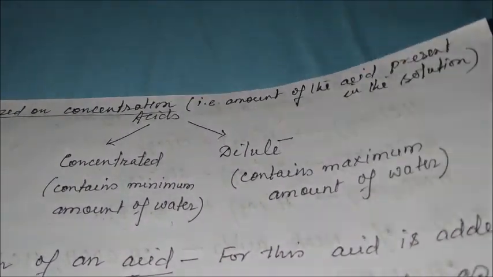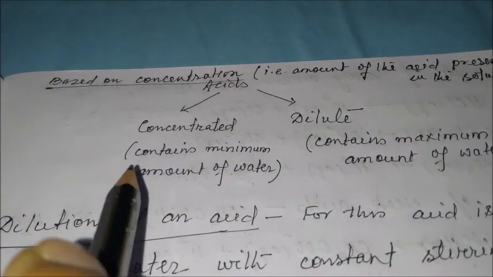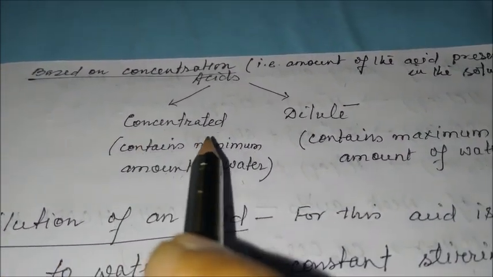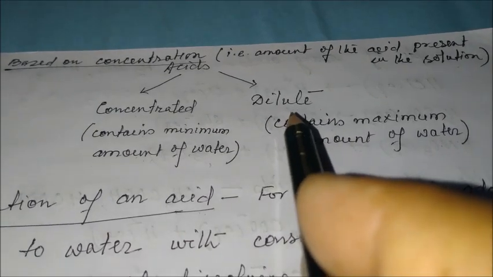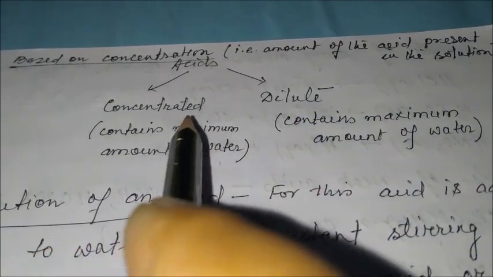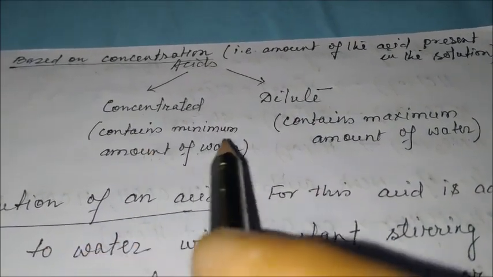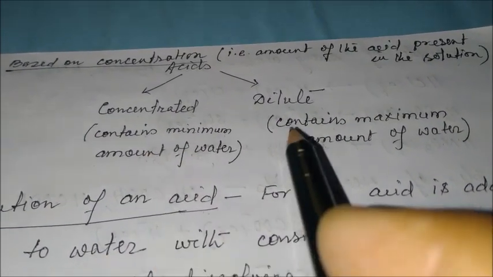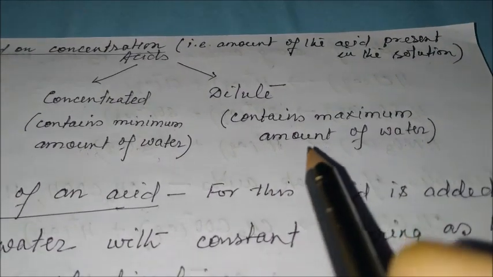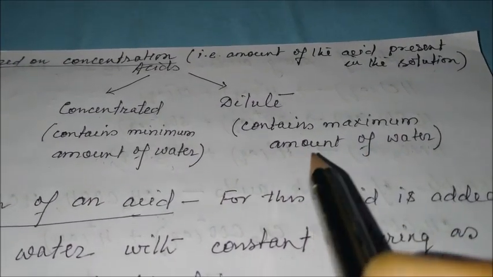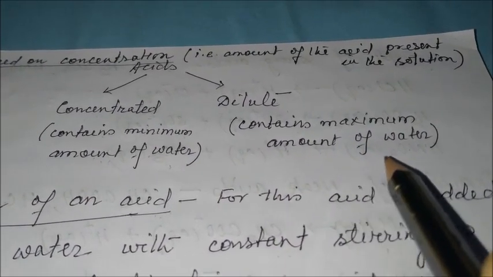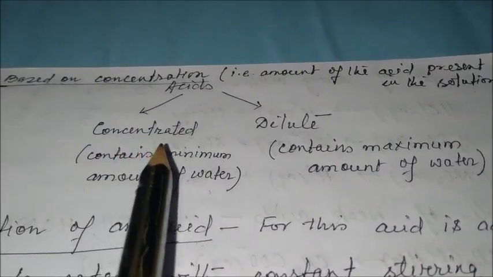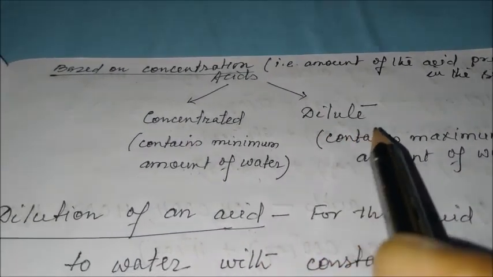Now the classification based on concentration, that is the amount of the acid present in the solution. On the basis of this, acids are classified into two categories. One is the concentrated acid, another is the dilute acid. In case of concentrated acid, there is the minimum amount of water and maximum amount of acid, whereas in case of dilute acid, there is the maximum amount of water and minimum amount of acid. So here two categories, one is the concentrated, another is the dilute.